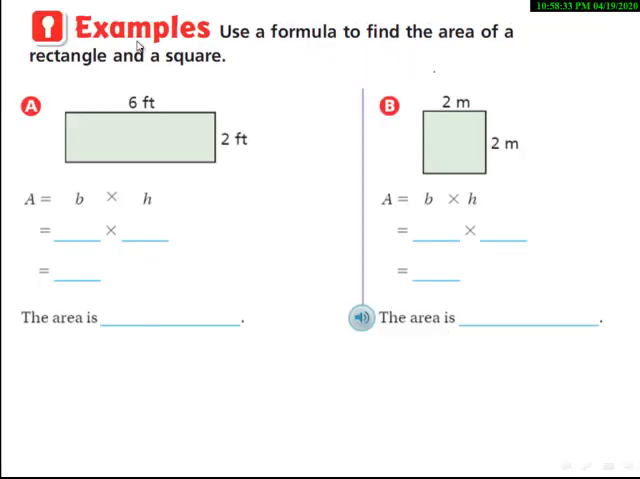Alright, let's solve some examples. Use a formula to find the area of a rectangle and a square.